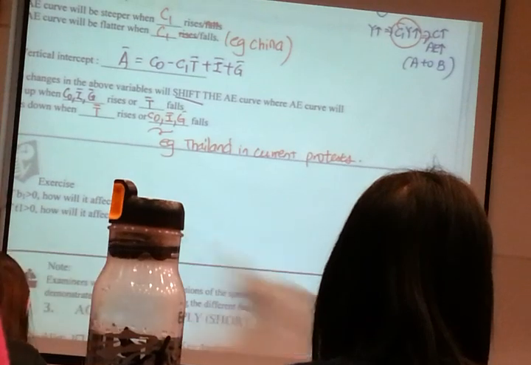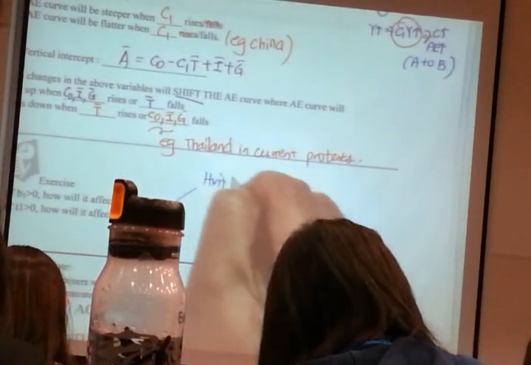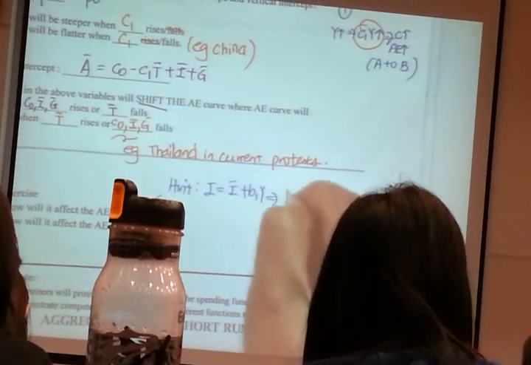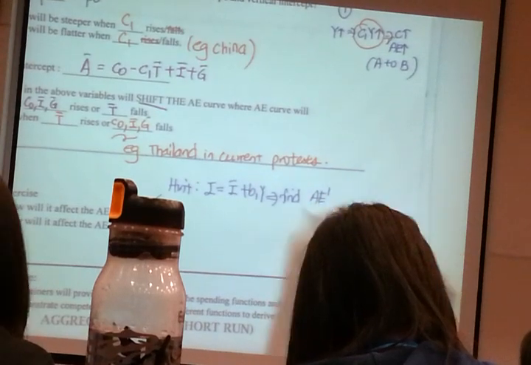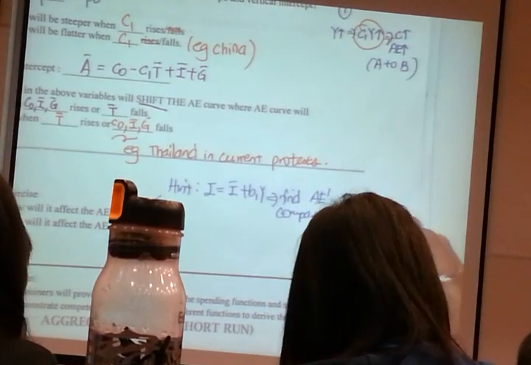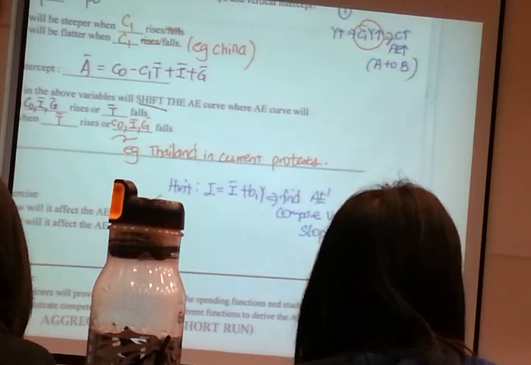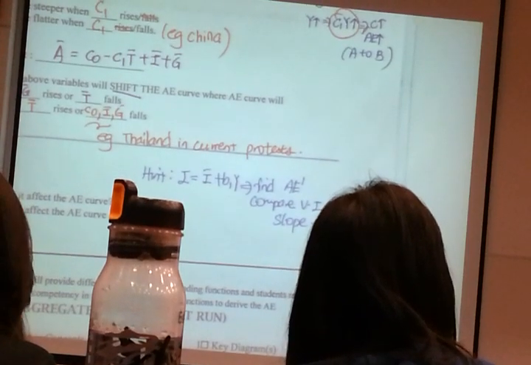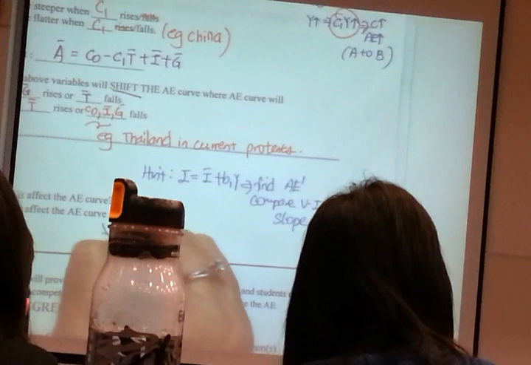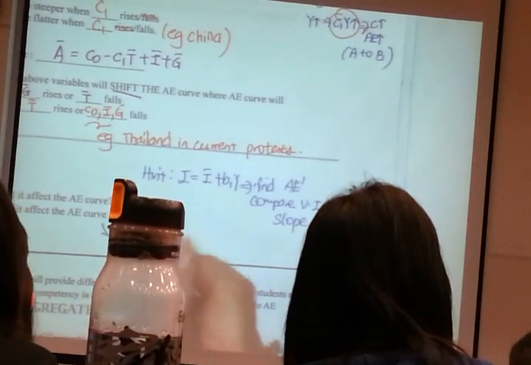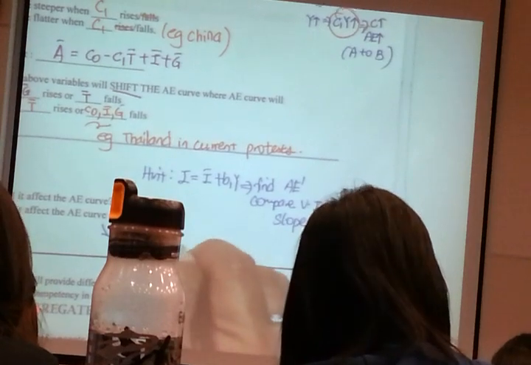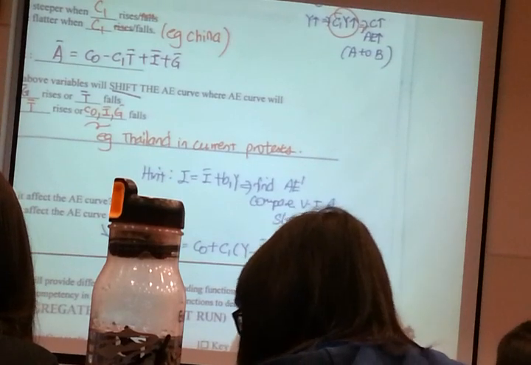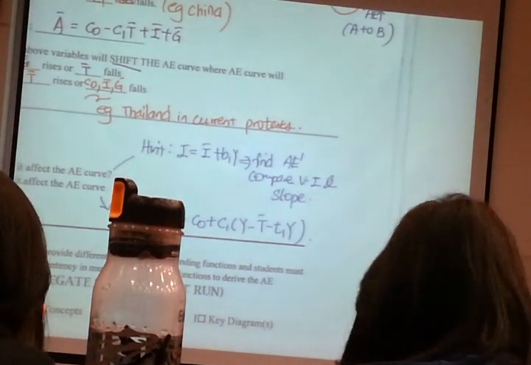Now, if B1 is positive, the hint that I will give you is that investment now is I bar plus B1Y. I want you to find for me the new AE prime, and compare the vertical intercept and slope. So it's between now and 1:40. You can do it now, go for a break, or vice versa. And those of you who are fast enough can do part 2. I'll see you back here in 20 minutes.